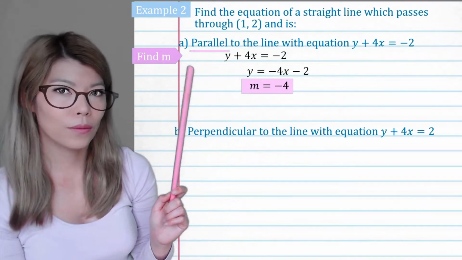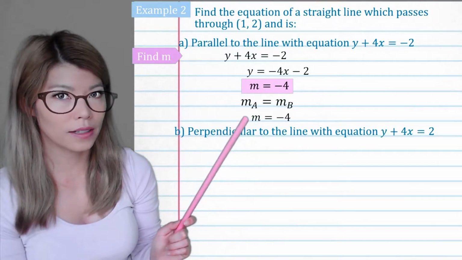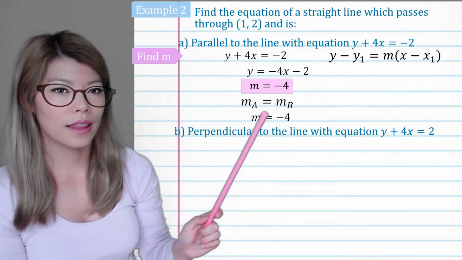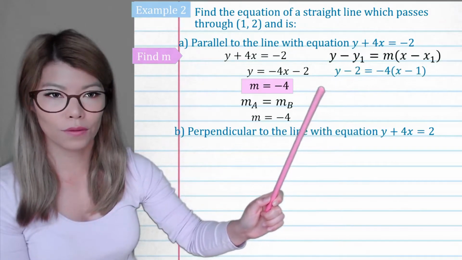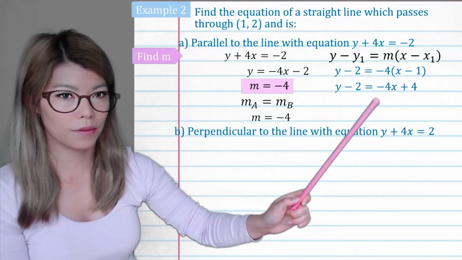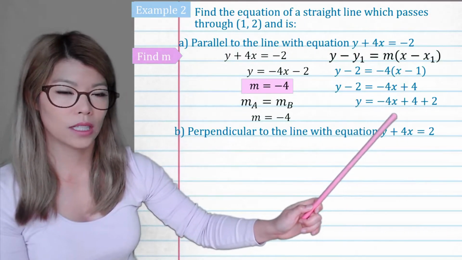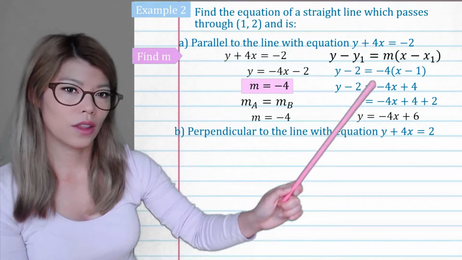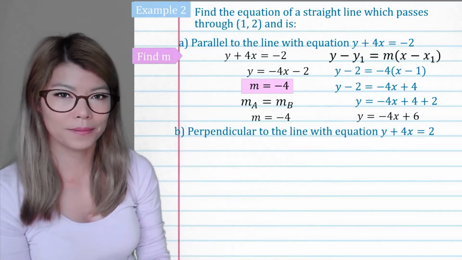In part A, we want a line that is parallel to this line, which means we want it to have the same gradient. So our gradient is minus 4. Passing through that point means we plug that point and our gradient into that equation, and we can solve for it. Be very careful that minus 4 times minus 1 is positive 4. And bringing the minus 2 to the other side, we get plus 2. So now we have y equals minus 4x plus 6. This line that we came up with is parallel to the line that they've given us.